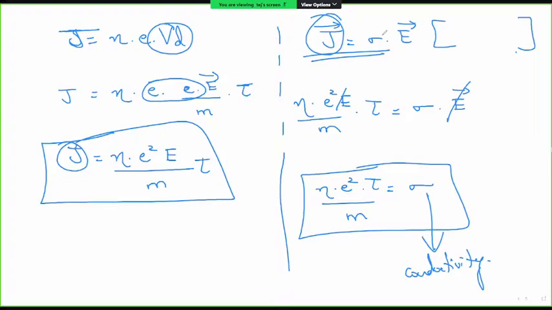So J equals sigma into E, where sigma means conductivity, the full form being electrical conductivity. Both the left hand sides are equal, so we start equating the right hand sides. You copy the right hand side from here and from here, and see if something gets cancelled. E and E get cancelled. Whatever remains, you write, and that's the answer for sigma, also called electrical conductivity. It is coming for 5 marks.